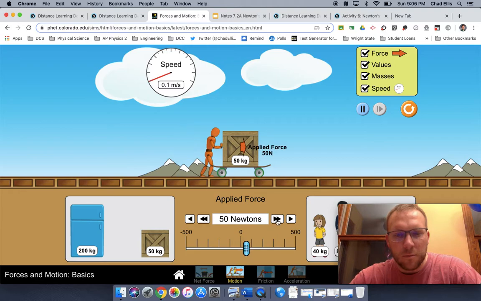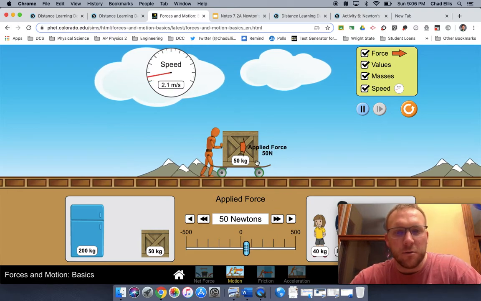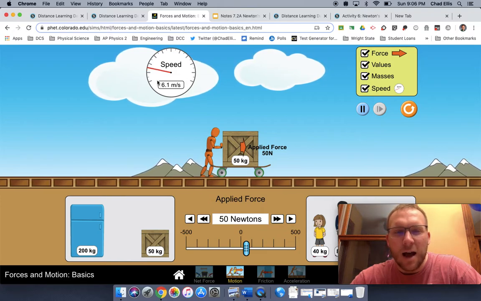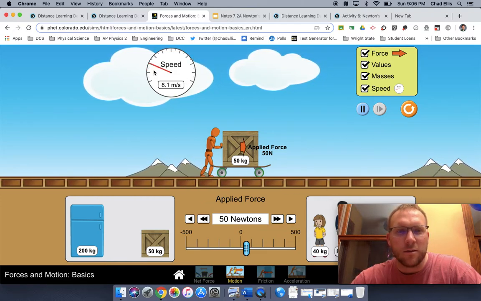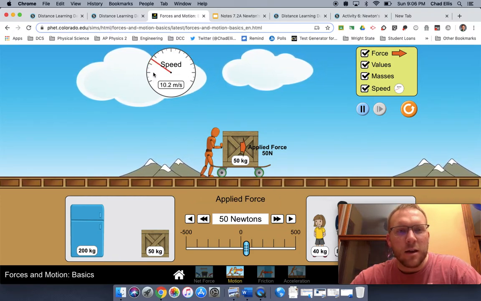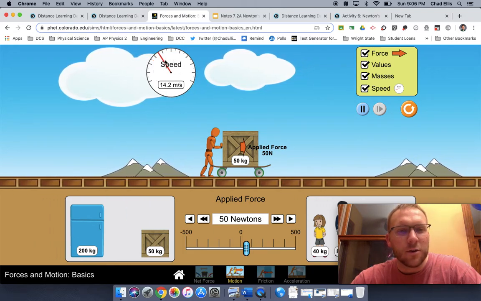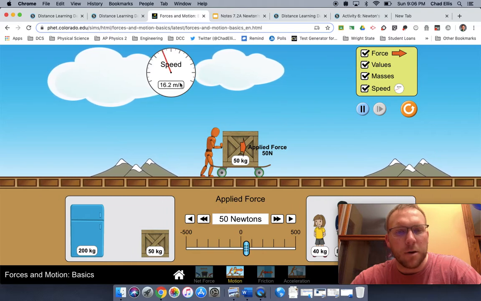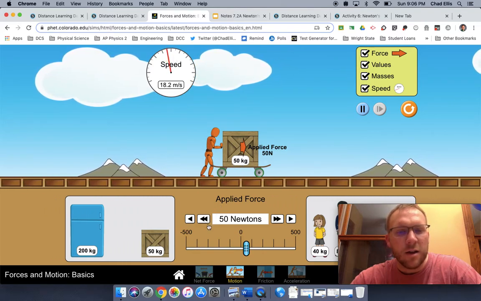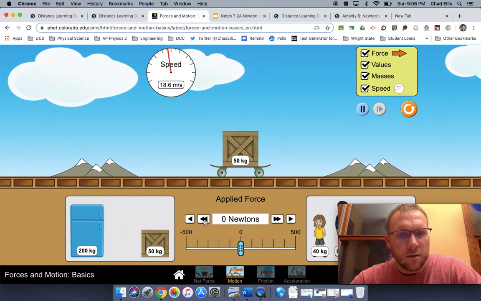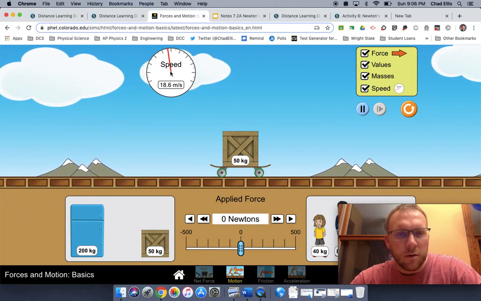Here's the same idea. Take the crate, we apply 50 newtons of force. The entire time it is moving, but it is not moving at a constant velocity. It is speeding up the entire time. Check up here, the speedometer. It's increasing. It's going up and up and up the entire time that I'm pushing it. If I stop pushing it, it just keeps going.